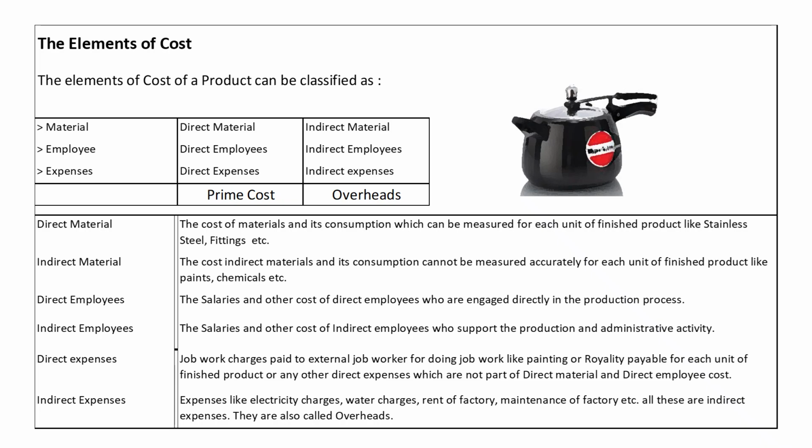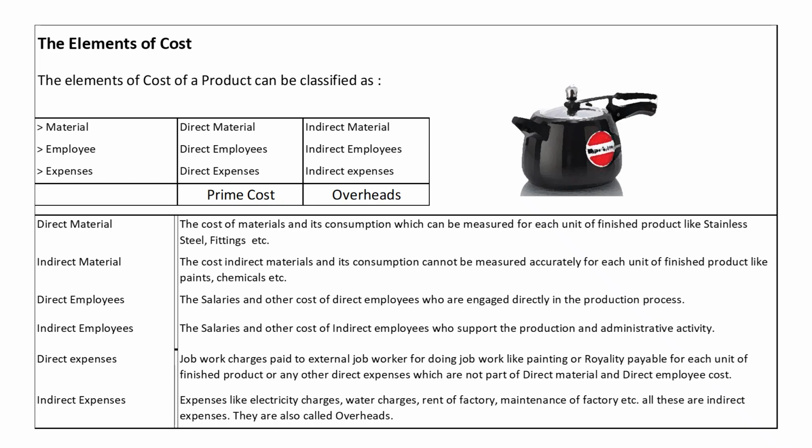Indirect expenses are overheads. These include expenses like electricity charges, water charges, rent of the factory, maintenance cost, etc. All such expenses are essential for production but cannot be directly linked to individual finished products. Collectively, indirect material, indirect employee, and indirect expenses are referred to as overheads.